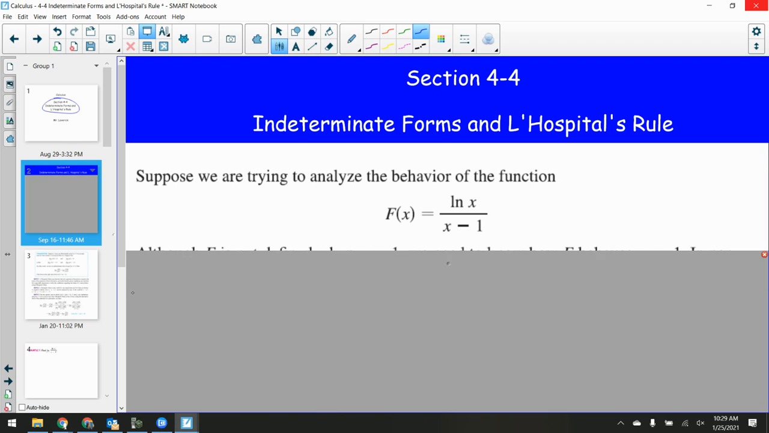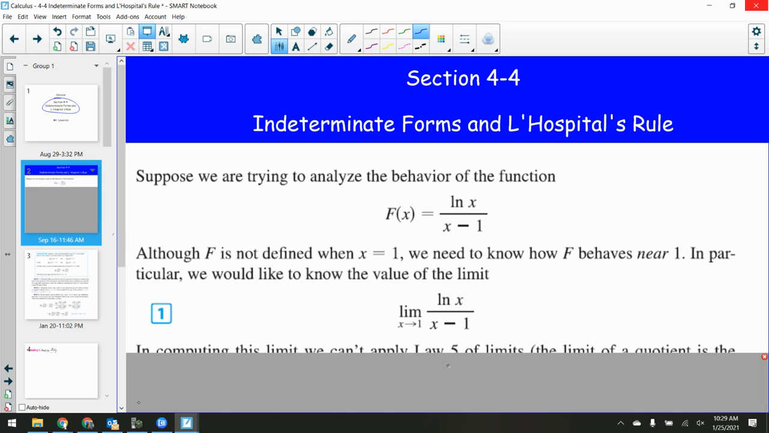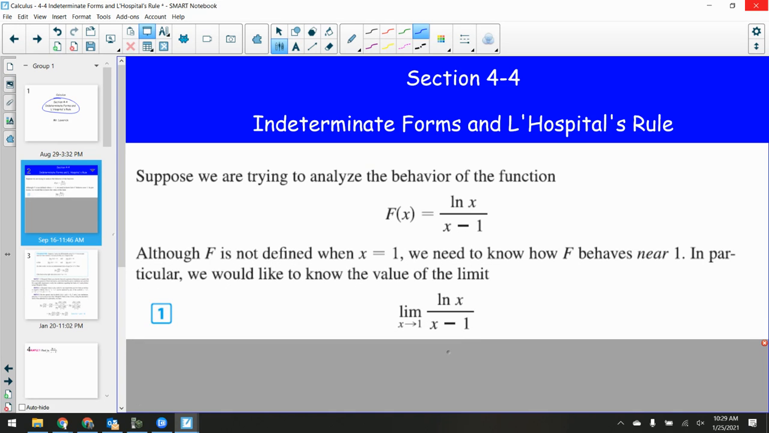All right. Think back to that function, f of x is equal to ln of x over x minus 1. I have the natural log of x divided by x minus 1. So suppose we wanted to try to take that limit, the limit as x approaches 1 of ln of x over x minus 1. I mean, the best route to take would be direct substitution, correct?